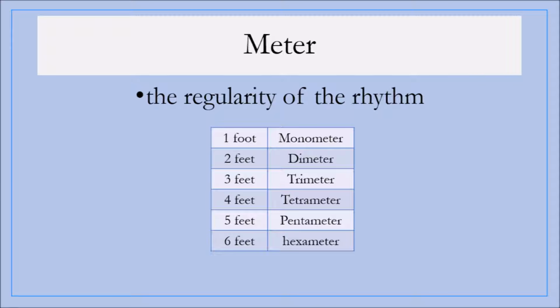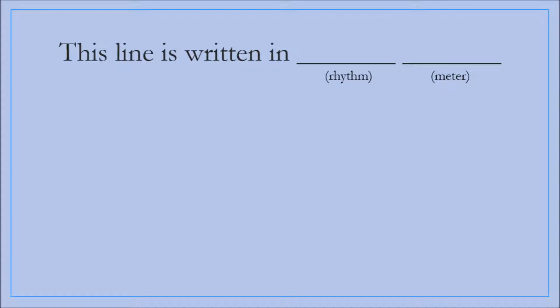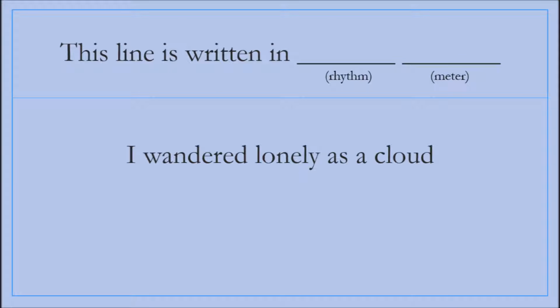So to put these things into practice, let's look at a line of poetry. The goal is to finish the sentence: this line is written in a certain rhythm and a certain meter. So this is the first line of I Wandered Lonely as a Cloud by William Wordsworth. I wandered lonely as a cloud.